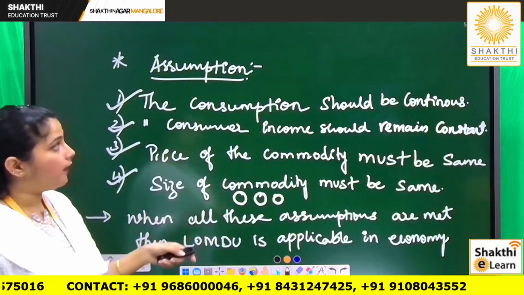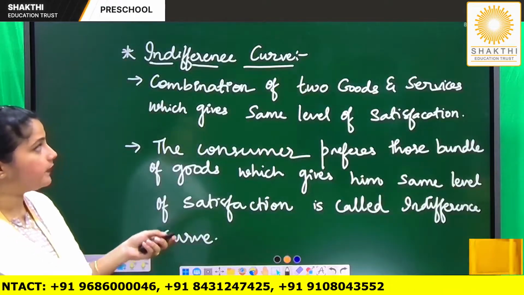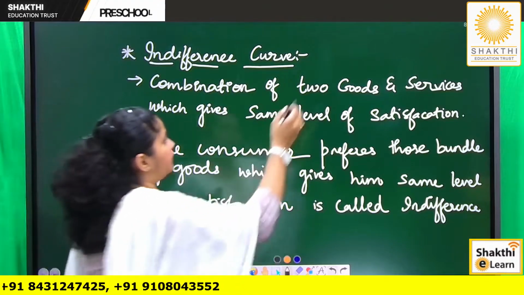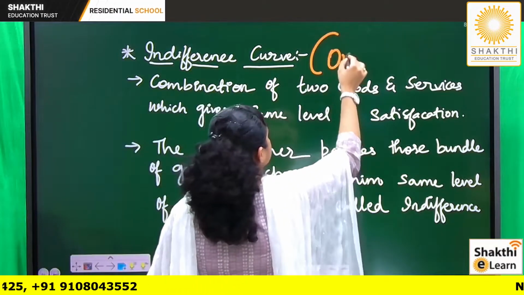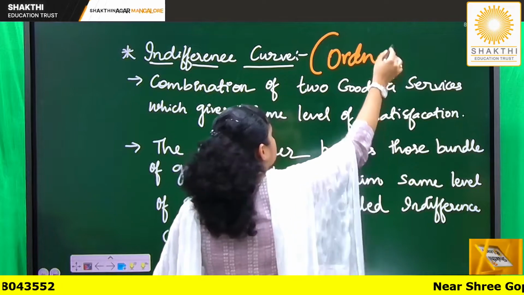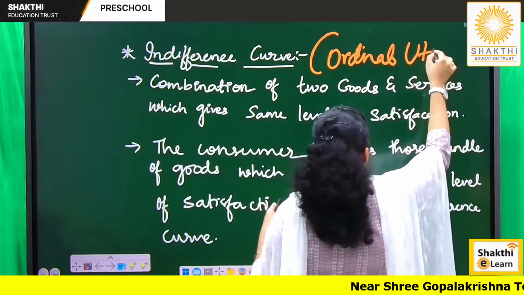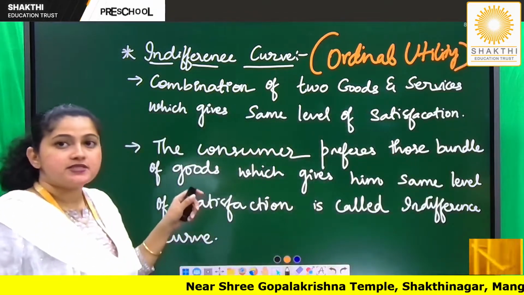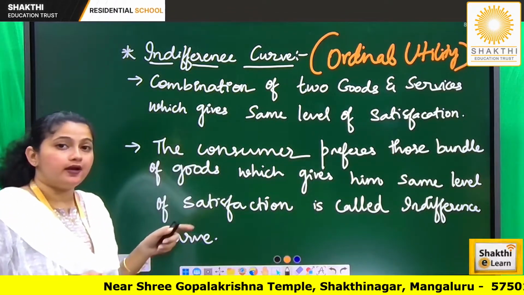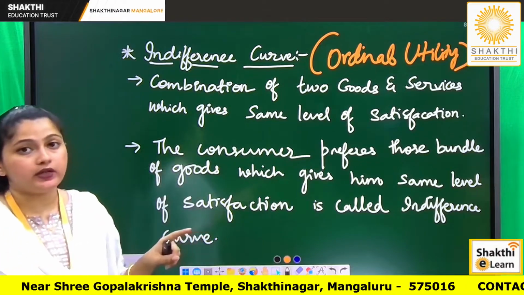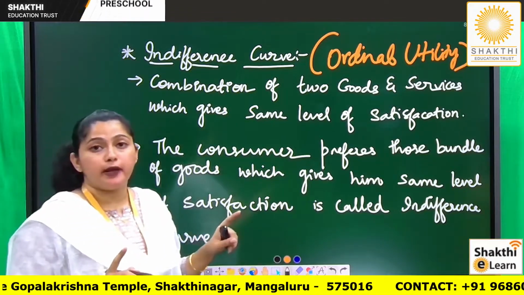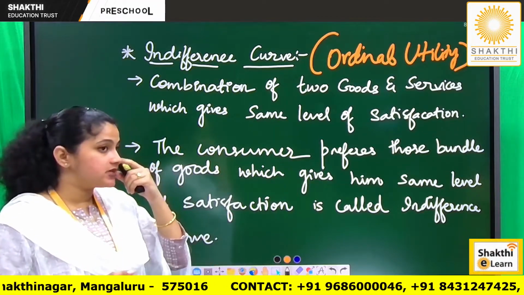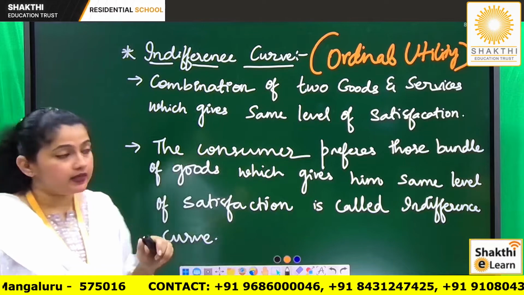Now the next topic which we are going to study in this particular class is the indifference curve. So the indifference curve comes under ordinal utility. What did I say? Ordinal utility cannot be measured in terms of numbers, but it can be compared, I said, isn't it? So the indifference curve usually comes under ordinal utility.